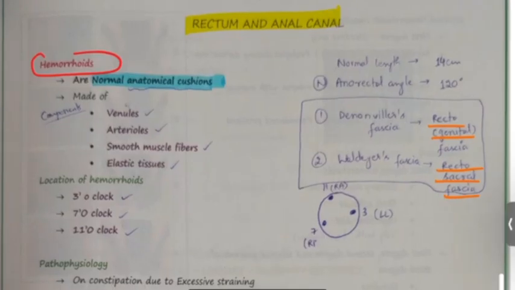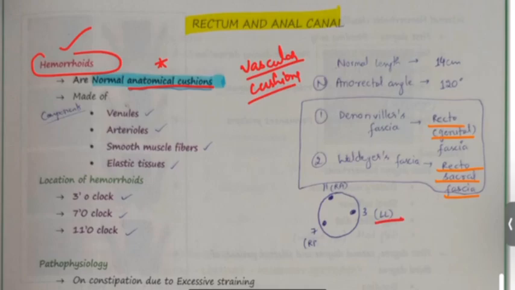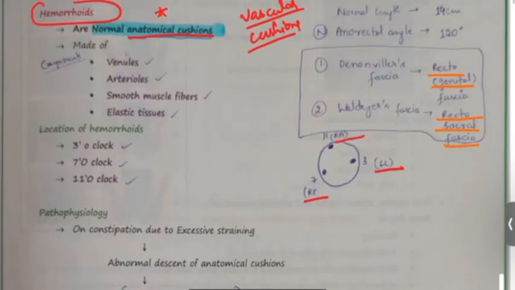Yeah, as we all know, hemorrhoids are nothing but normal anatomical cushions. So basically these are nothing but a vascular support. Okay, these are vessels and they provide support. So whenever these vascular cushions are dilated and they get prolapsed, then that scenario is called hemorrhoids. Normally, anatomically, these cushions are present in three regions. You can say left lateral, right posterior, and right anterior.